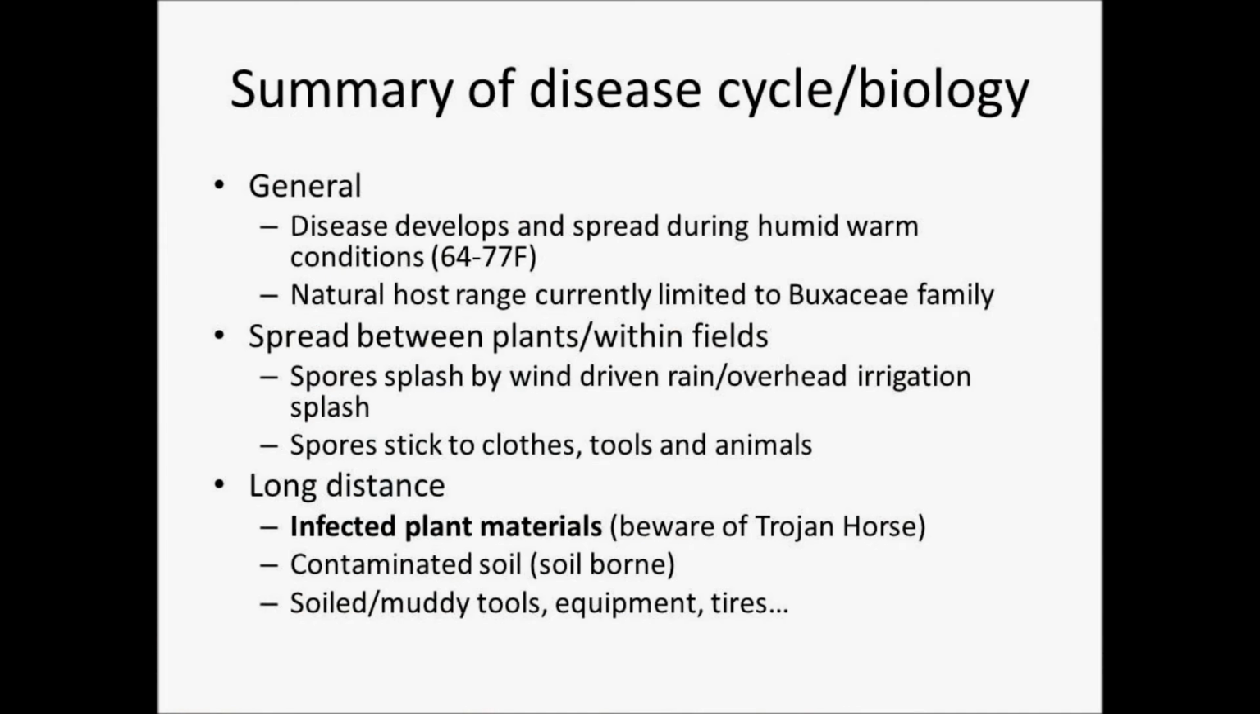So to briefly summarize the biology of this disease, in general, boxwood blight develops and spreads during humid, warm conditions. The natural host range is limited to the boxwood family. Spread between plants and within fields occurs by spores, which splash by wind-driven rain or overhead irrigation. Spores may also stick to clothes, tools, animals, and other equipment. Long-distance dispersal occurs by moving infected plant material, contaminated soil, or muddied tools, equipment, and tires.